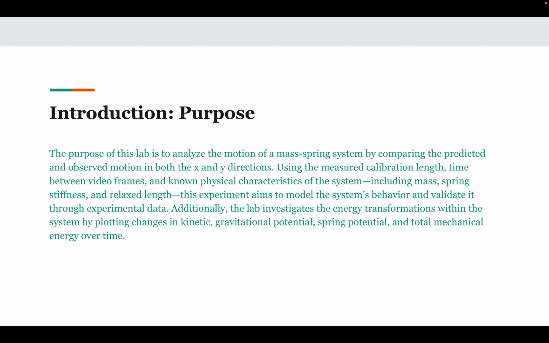Additionally, the lab investigates the energy transformations within the system by plotting changes in kinetic, gravitational, and spring potential energy and total mechanical energy over time.